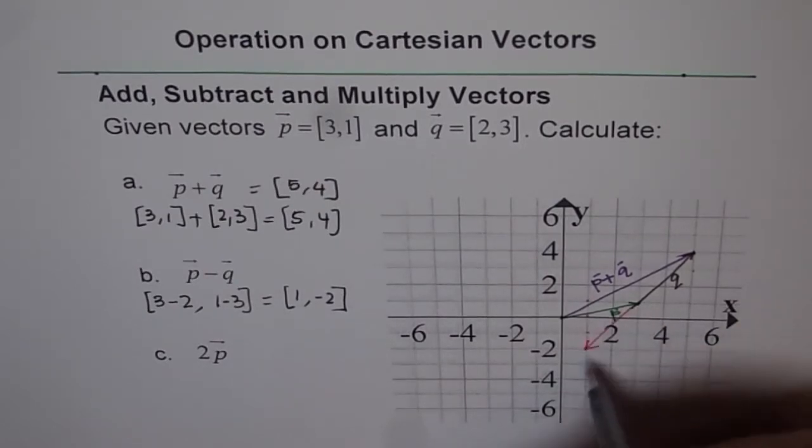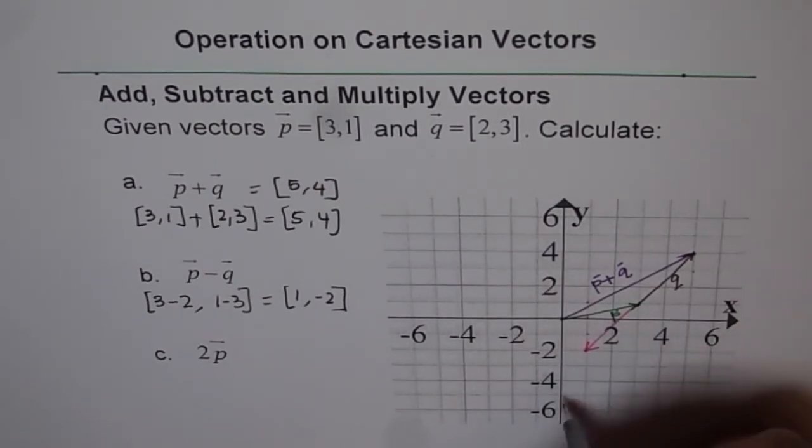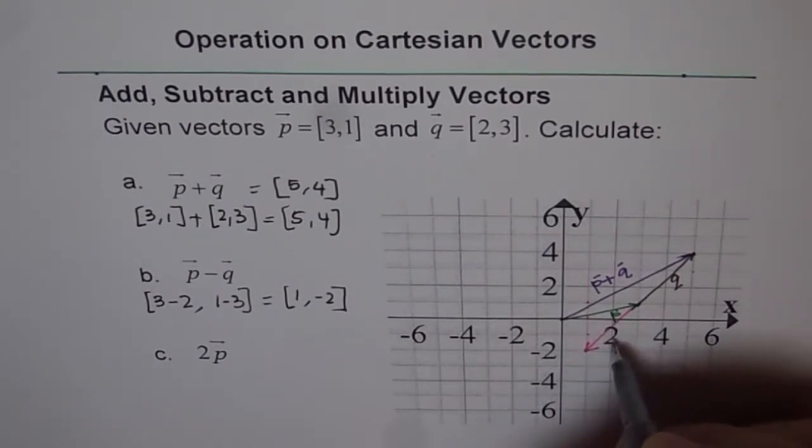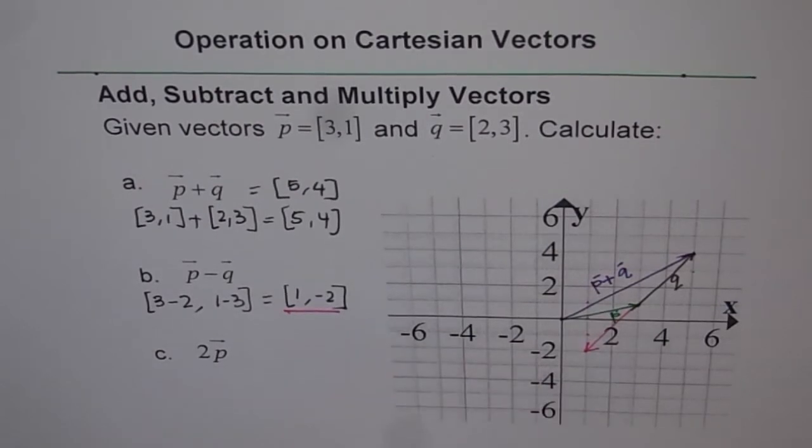Do you see that? And what is this position? This position is (1, minus 2). Do you see that? And therefore, this is your answer for p minus q. So graphically, we can do it as shown here on the right side. Do you understand?